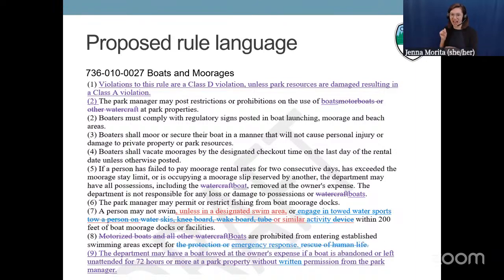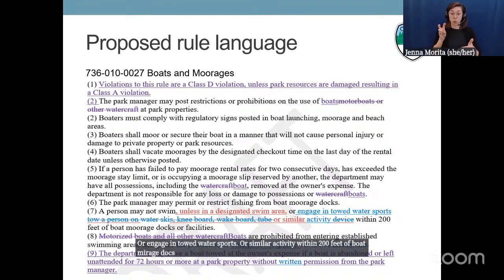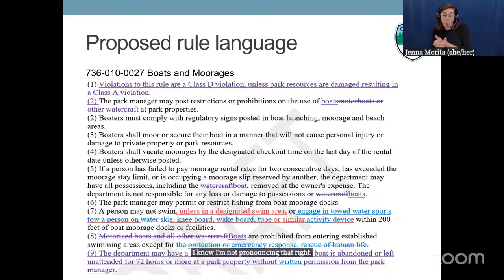Under number 7, a person may not swim unless in a designated swim area or engage in towed water sports or similar activity within 200 feet of boat moorage docks or facilities. I know I'm not pronouncing that right. 8, boats are prohibited from entering established swimming areas except for emergency response. 9, the department may have a boat towed at the owner's expense if a boat is abandoned or left unattended for 72 hours or more at a park property without written permission from the park manager.